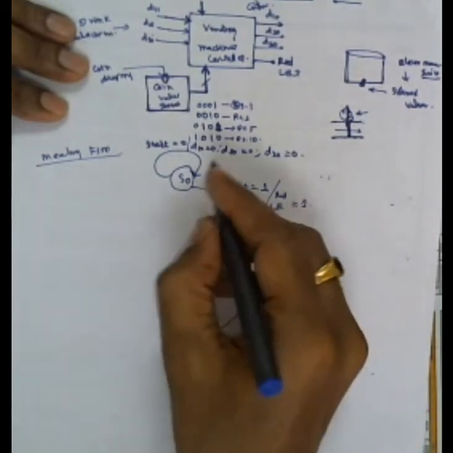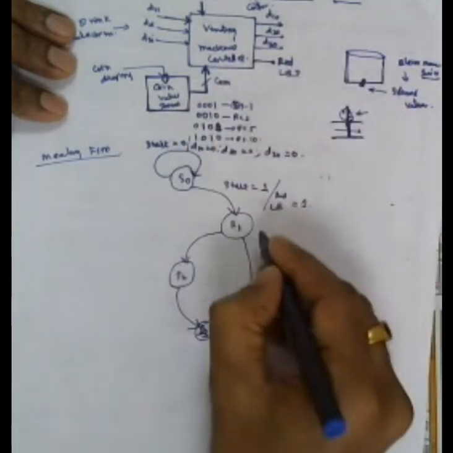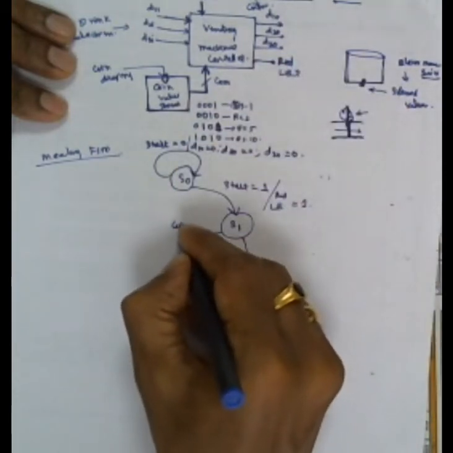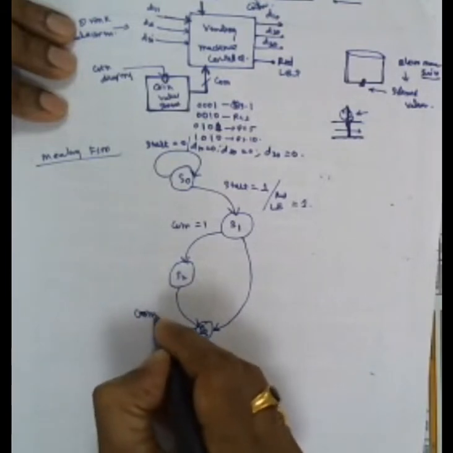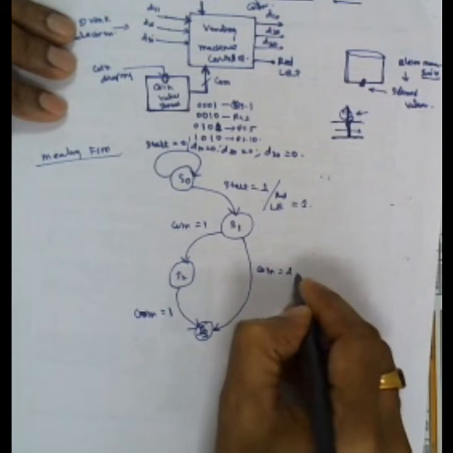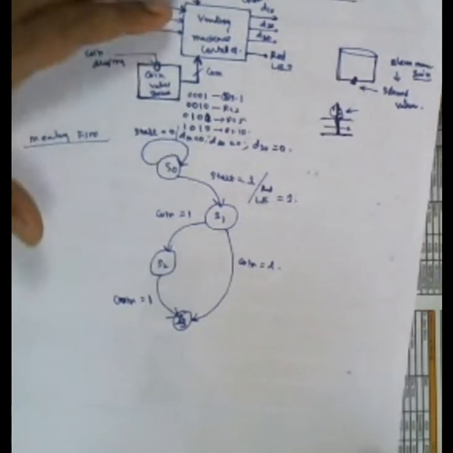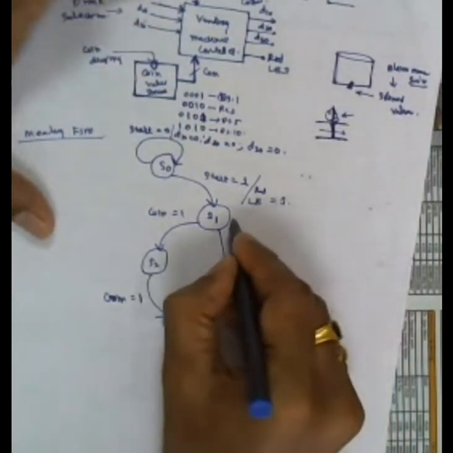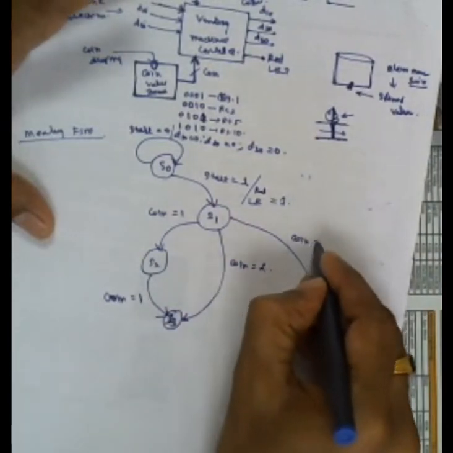Here I'm giving the coin input. If coin equal to 1 rupee, if coin equal to 1, if coin equal to 2. Correct? Understand? Then 3 rupees will not come, 4 rupees will not come. If 5 rupees comes here, then I should go into coin is equal to 5.